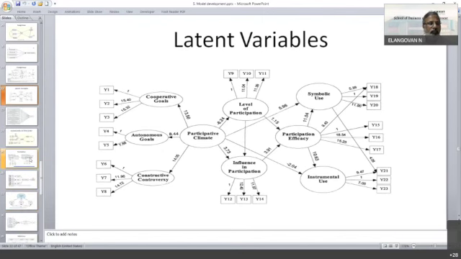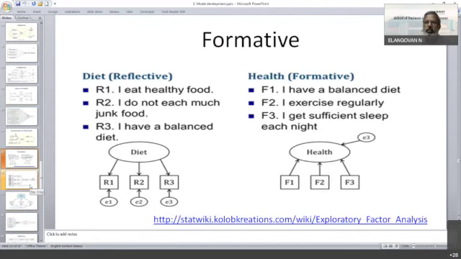Okay. So formative constructs. Sir? Yes, sir. Yeah, sir, can we?